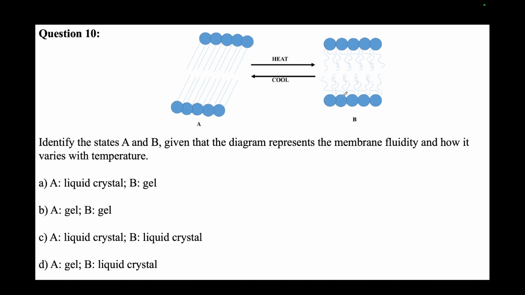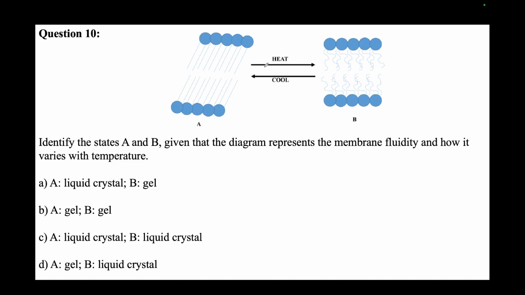Okay. Moving to the next question, question number 10. Identify the states A and B given that the diagram represents the membrane fluidity and how it varies with temperature. So this represents the membrane fluidity. We have a state A. When we heat this, we get the state B. When this B is again cooled down, we get back the state A.